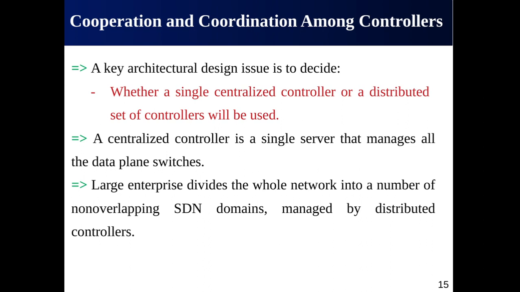Last topic for today's lecture is the cooperation and coordination among controllers. So we have studied the northbound APIs, the southbound APIs, but what about the east and west APIs? A typical SDN controller will have east and west interfaces that will enable communication within the SDN controllers or maybe with other networks. To understand the cooperation and coordination, we need to understand the concept of a distributed environment.